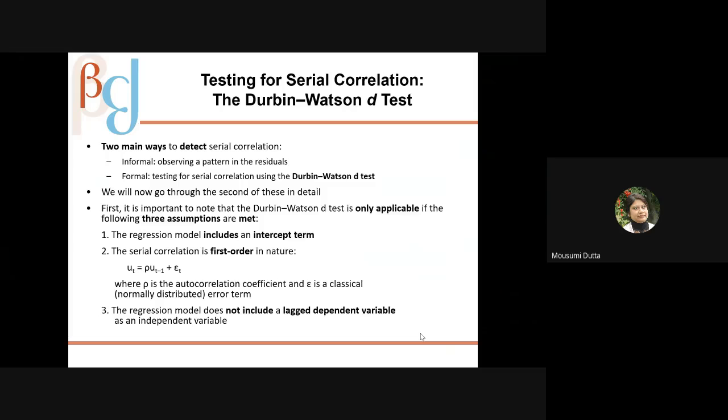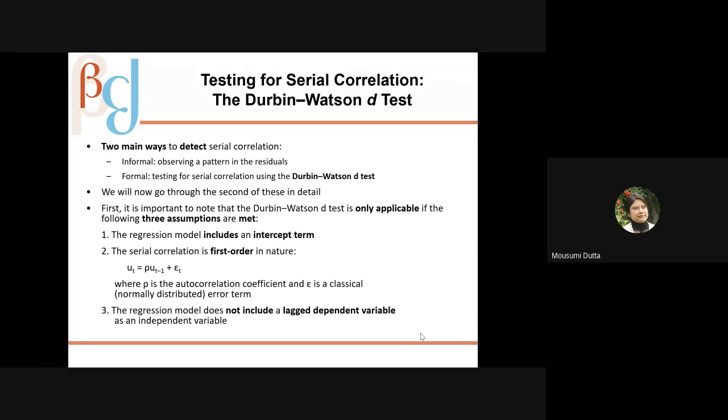So there are two ways to detect autocorrelation. The informal way, as in the case of heteroscedasticity, is the graphical method. The graphical method will give you some sense. However, it is not the formal method because at a time you will be able to consider two factors only in the diagram. And the formal method we will learn is the Durbin-Watson D-test.